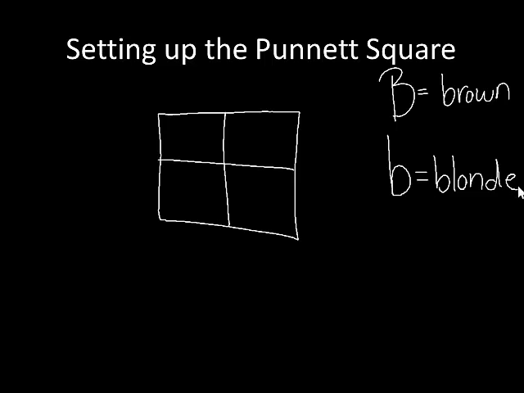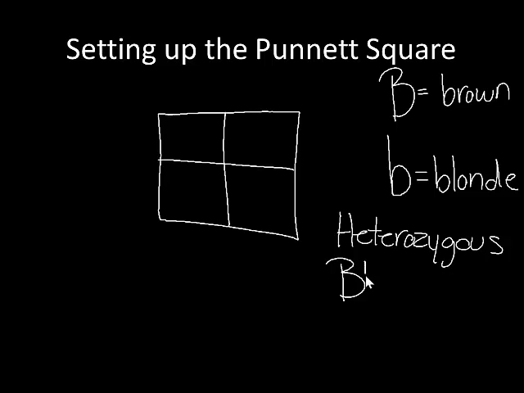Alright, so we need to set it up. We said that the woman has brown hair. If she has brown hair, we're going to say that she's heterozygous for her brown hair. Remember the term heterozygous: that means that she has two different alleles, one of each allele. So she has a dominant allele and a recessive allele in her genotype.